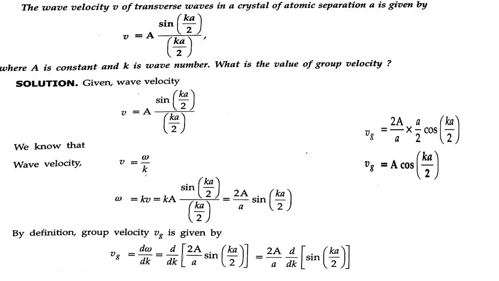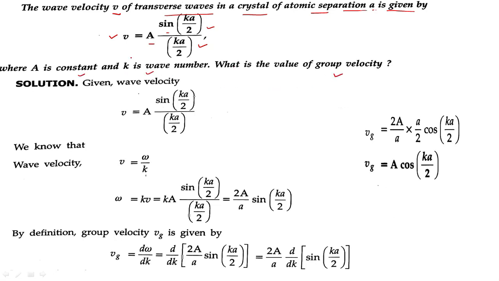Okay, this is also a very important question. This question is very important from the exam point of view. The wave velocity v of a transverse wave in a crystal of atomic separation a is given by v equal to a sin(k a by 2) by (k by 2), where a is a constant and k is the wave number. What is the group velocity?